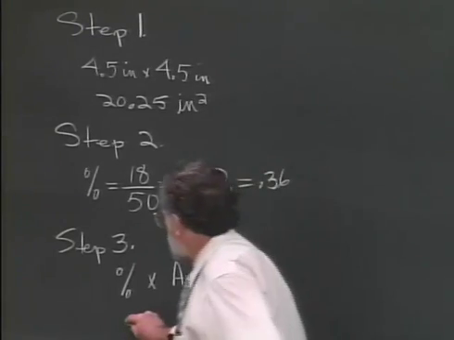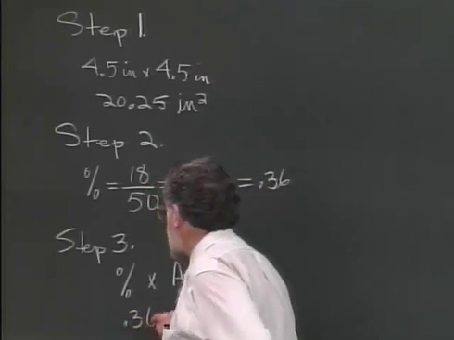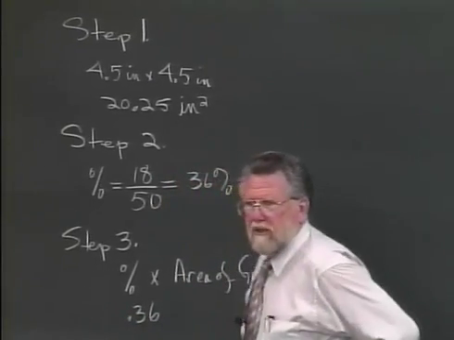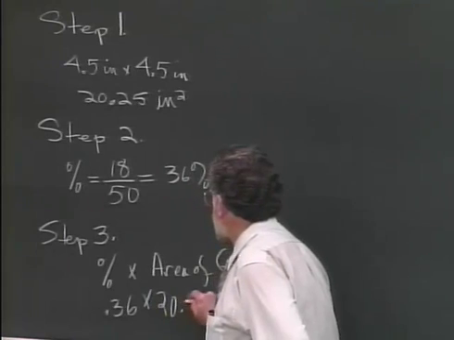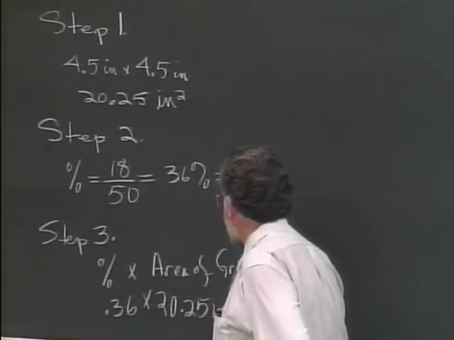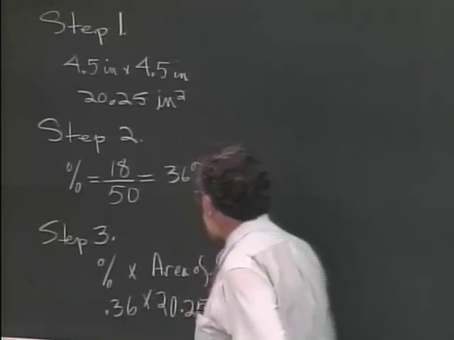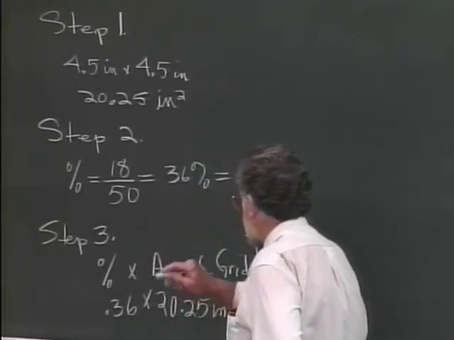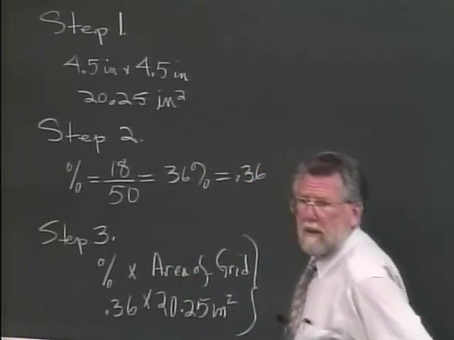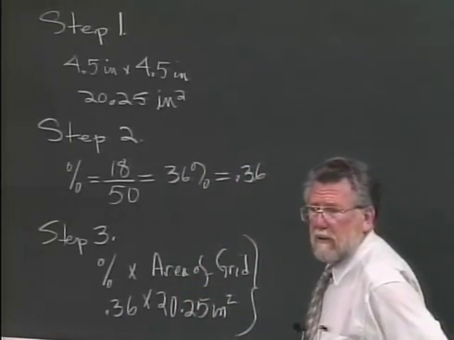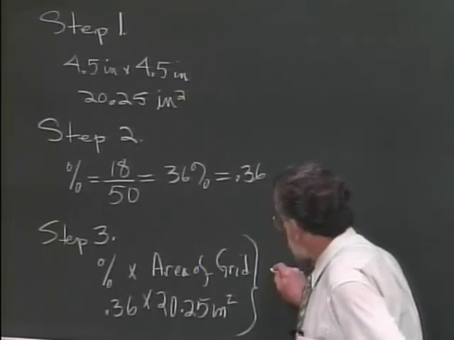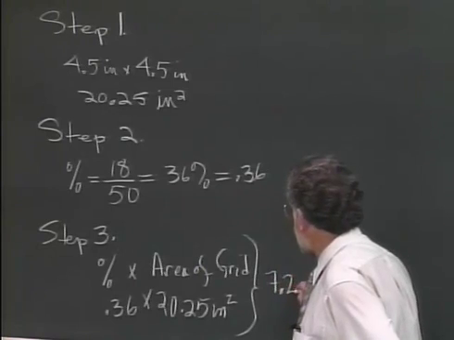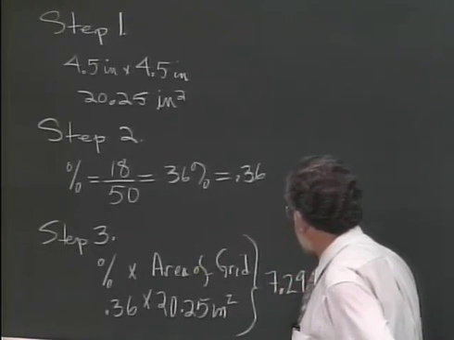So I'm going to take 0.36, for this is just Adrian's curve, 0.36 times the 20.25 inches squared. And so what was the area in your grid? At 36, okay, what do we have? 7.29 inches squared.